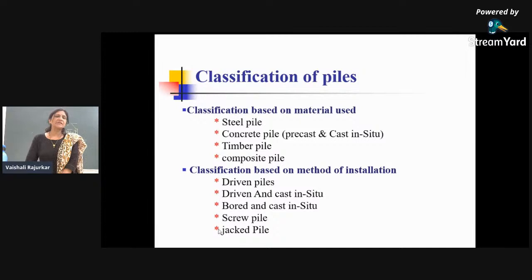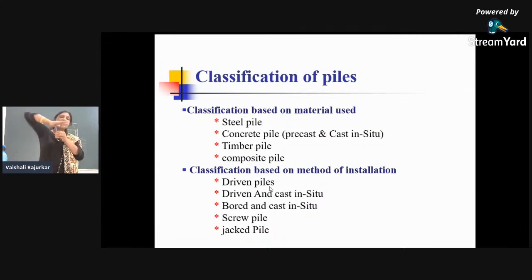What is the difference between the jagged pile and driven piles? Both are the same, except that dynamic energy is used in one and static energy is used in the other. So what does dynamic energy mean? Suppose this is the pile; the pile is inserted by giving hammer blows, so it is dynamic energy, and that is called a driven pile.